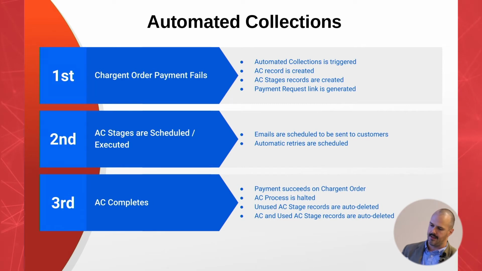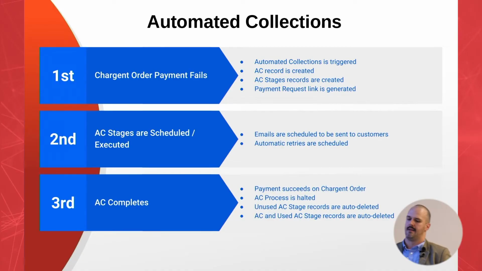First, what happens typically is that automated collections is triggered because a payment failed. An automated collections record is created, and the automated collections stages records are created. Then emails are scheduled to be sent to customers, and those emails will include a payment request link. This lets the customer know, hey, your payment failed, this was the amount due, and here's a link that you can click through and be taken to a secure site where you can enter your payment details, update your card, say the expiration date changed or what have you, and get that payment going again.